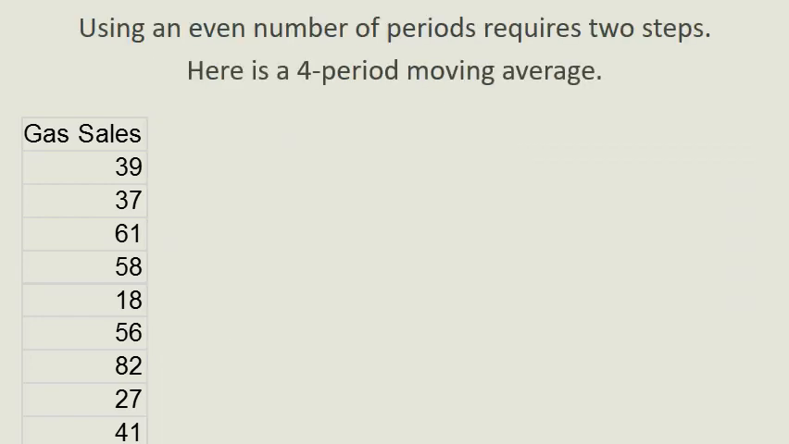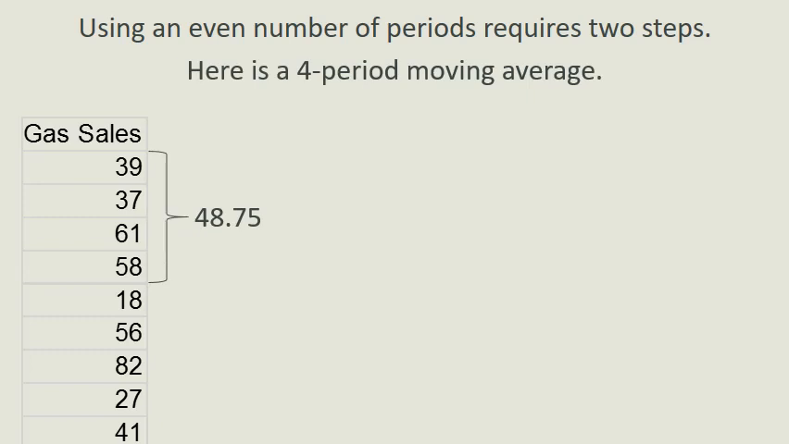Next, let's see how a 4-period moving average works. In a 4-period moving average, we need to average 4 numbers at a time starting at the beginning. Their average is 48.75. And again, this is placed in the middle of these numbers, which is between the second and third row of the data set. And that's weird, but we'll come back to that.